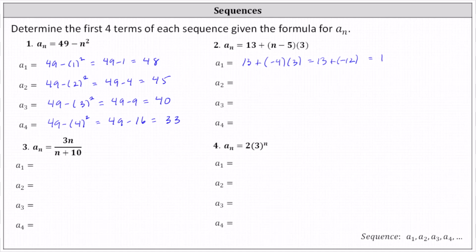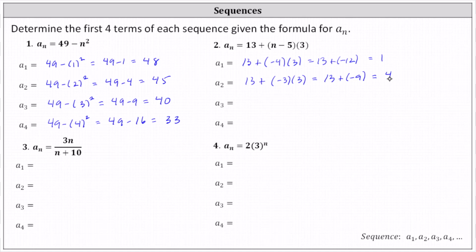To determine a sub 2, we substitute 2 for n. A sub 2 equals 13 plus, inside the parentheses, we now have 2 minus 5, which is negative 3, and then times 3. Negative 3 times 3 is negative 9. 13 plus negative 9 equals positive 4.